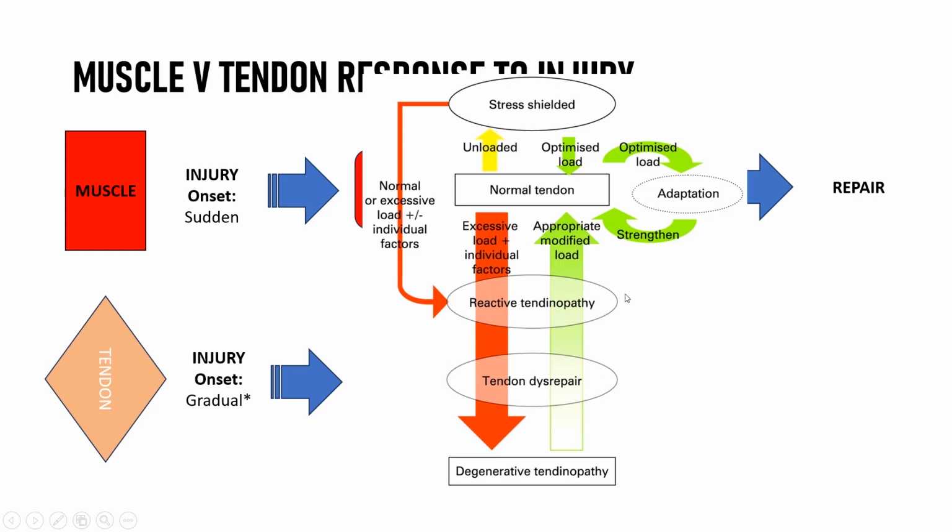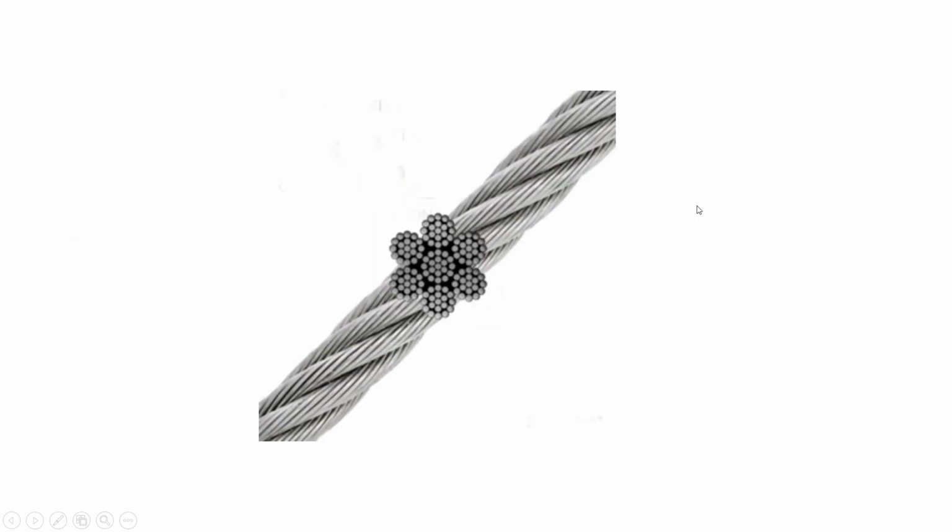On the flip side of that, though, if we can give the tendon what it needs, spoiler alert, it's not complete rest, but rather optimizing the way we load it, we can hop up on the green arrow pathway and restore ourselves back to normal.